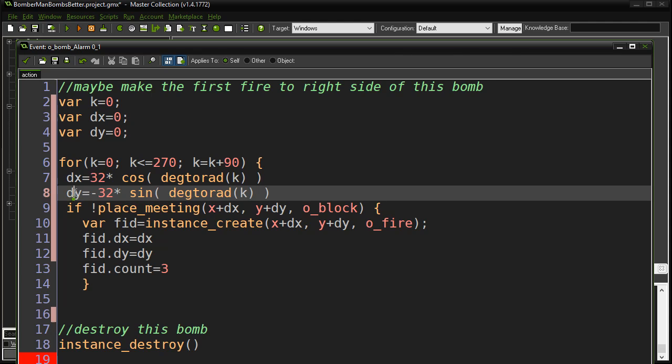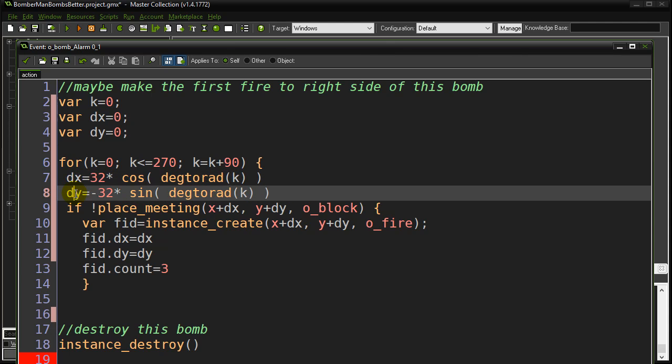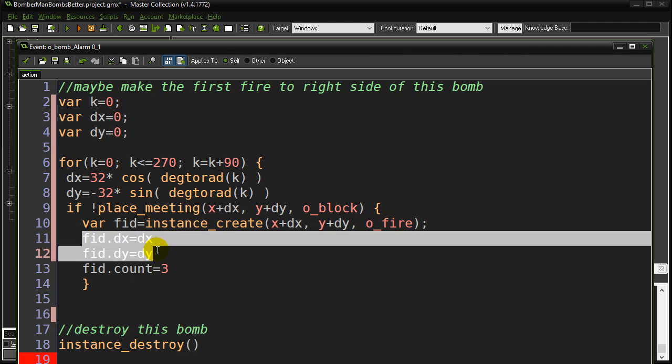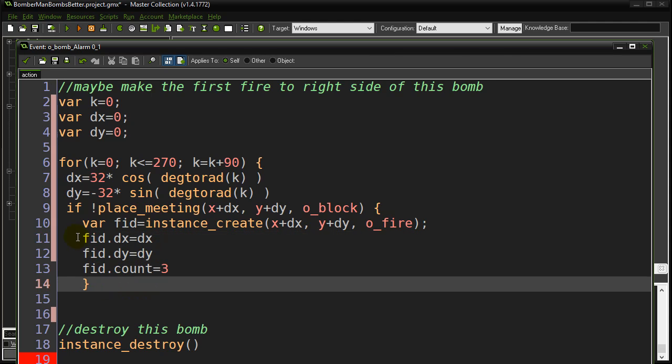And each time dx and dy is going to be 32 and 0, 0 and negative 32, negative 32 and 0, and 0 and positive 32. And notice, let's say it's 32 and 0. Place meeting, x plus 32, y plus 0. Make it at x plus 32, y plus 0. It just works. And then set the piece you just made to have the same dx value that you just found, so that it can continue doing the same thing. So that's modification number one.